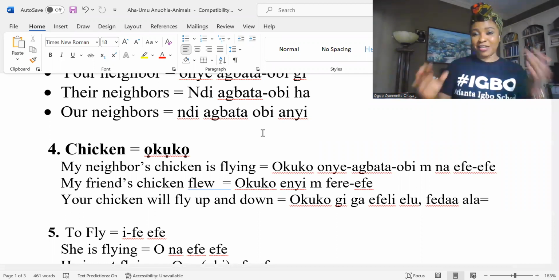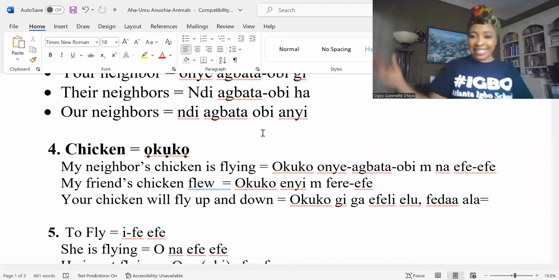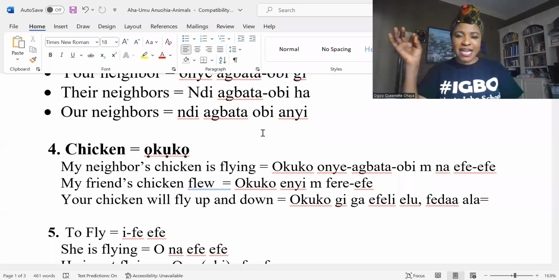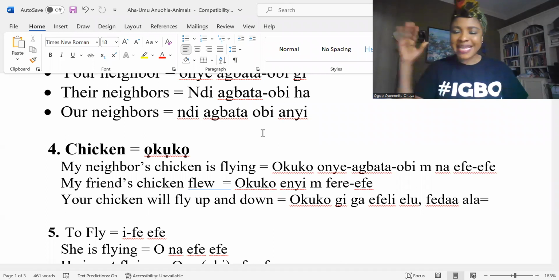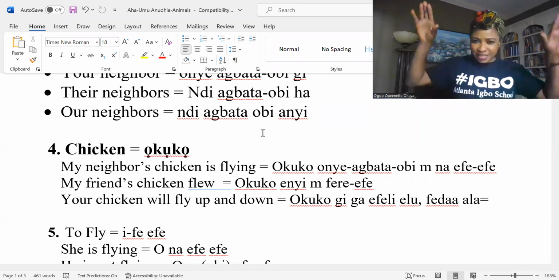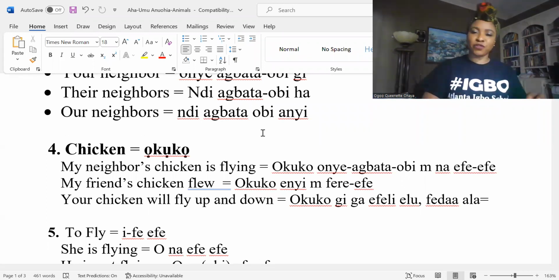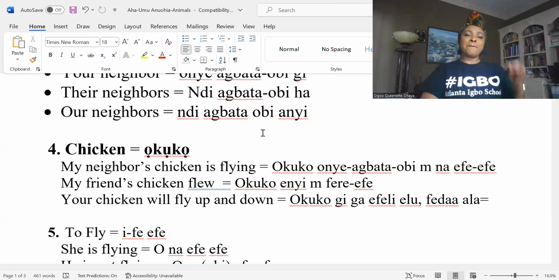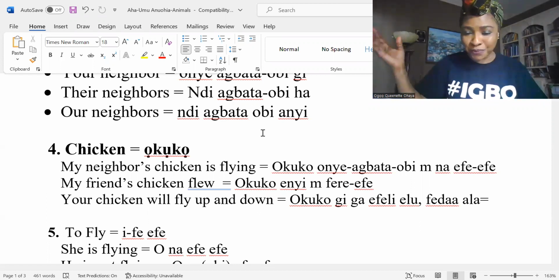Now neighbor is again onye agbata obi. Now it's my neighbor. Ọkụkọ, onye agbata obi m na-efe efe. Fly means ife efe. To fly, ife efe. Okay. Ọkụkọ, onye agbata obi m na-efe efe. My neighbor's chicken flies, okay? It's flying.